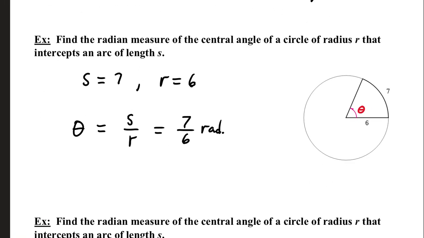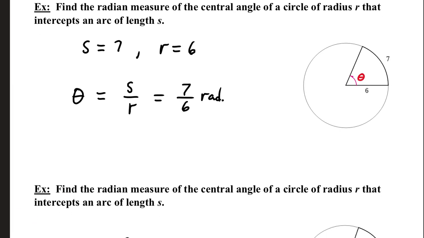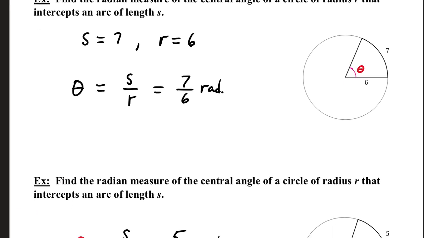Find the radian measure of the central angle of a circle of radius r that intercepts an arc of length s. Okay, so in this diagram, the arc length is 7, the radius is 6. We're missing theta. Theta is equal to s divided by r, so that's simply 7 divided by 6. This angle theta is 7/6 radians.